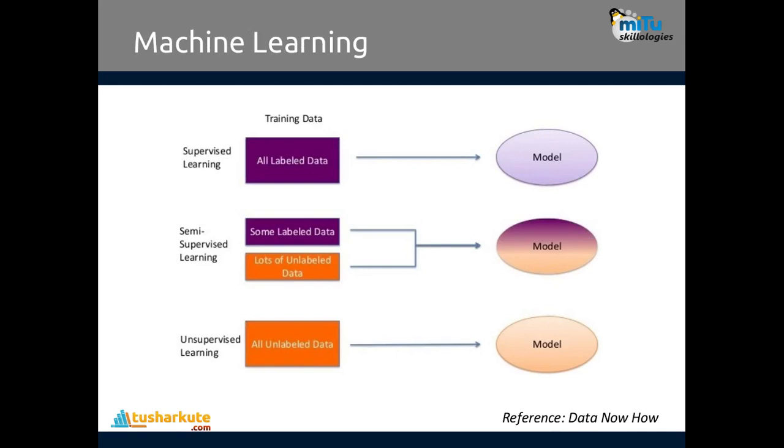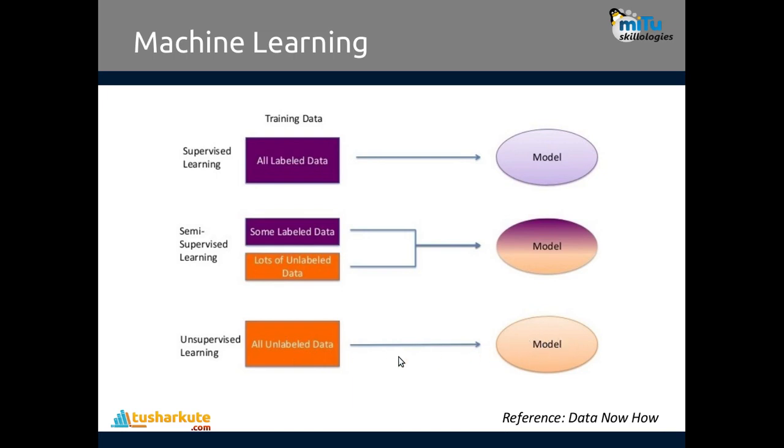Now, what we have done already: in supervised learning, all data is labeled, input and output both are there, and then our model is created. In unsupervised learning, all data is unlabeled. Based on the similarity notion within this data, we create the groups and then we assign the labels to them.